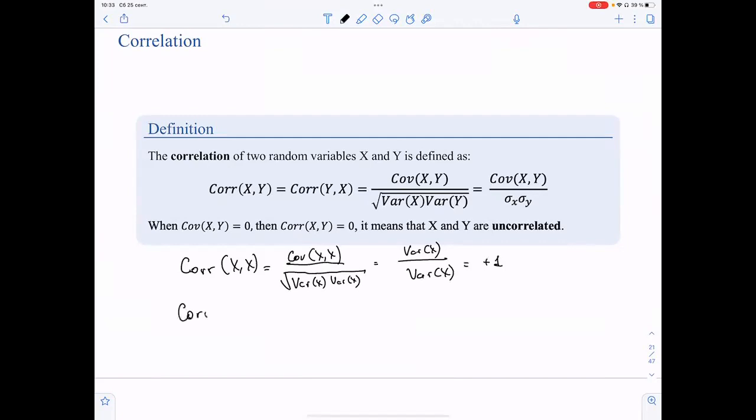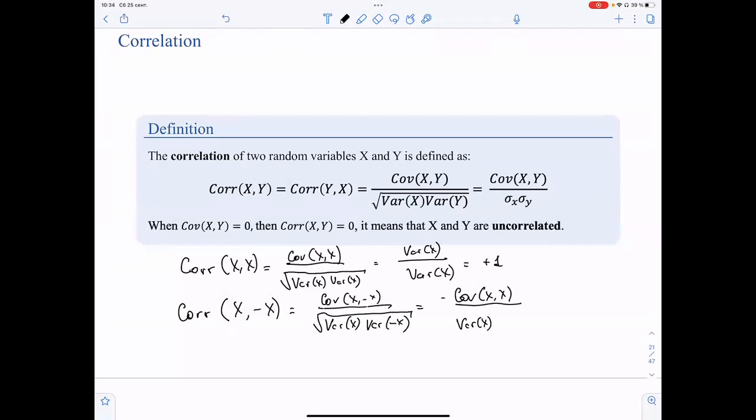If I want to evaluate the correlation of x with -x, then I get the covariance of x with -x over the square root of the variance of x times the variance of -x. Minus goes outside. The multiplier goes outside and must be squared, so it has 0 effect.